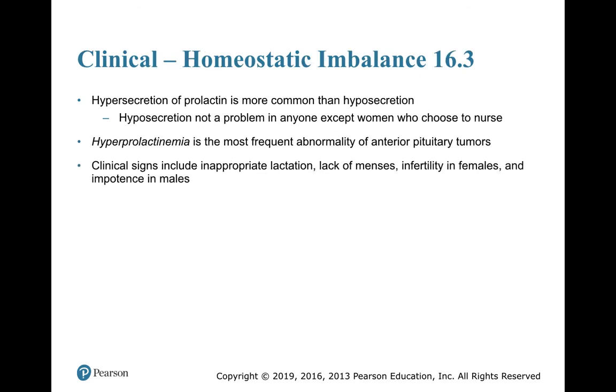Clinically, homeostatic imbalances, hypersecretion of prolactin is more common than hyposecretion. Hyposecretion is not a problem unless a woman is trying to nurse. Hyperprolactinemia is the most frequent abnormality of anterior pituitary hormones, and clinical signs of that would include inappropriate lactation, lack of menses, infertility in females, and impotence in males.